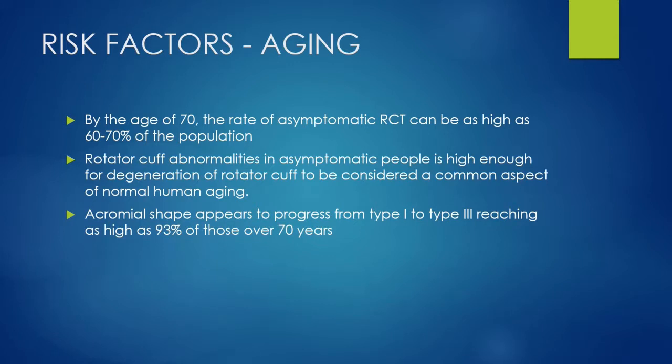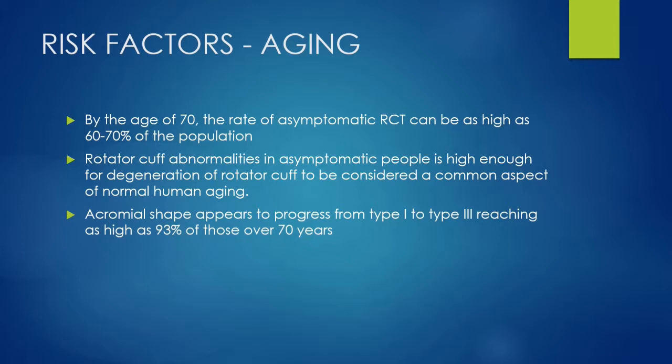With regard to aging, by the age of 70, the rate of asymptomatic rotator cuff tendinopathy can be as high as 60 to 70% of the population. And that's interesting because not all of these sufferers of tendinopathy have symptoms. So it's possible to have degenerative tendinopathy even in the absence of shoulder pain symptoms. Now, rotator cuff abnormalities in asymptomatic people is high enough for degeneration of rotator cuff to be considered a common aspect of normal human aging.